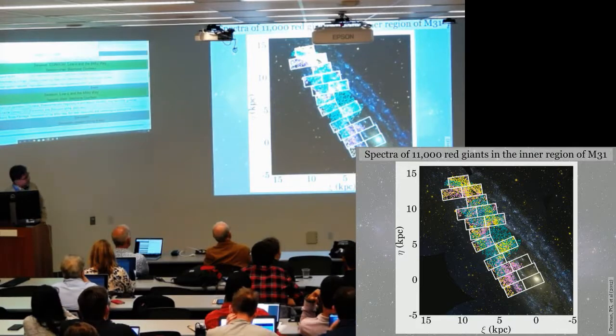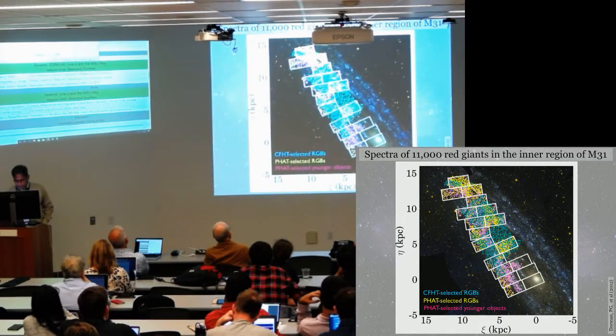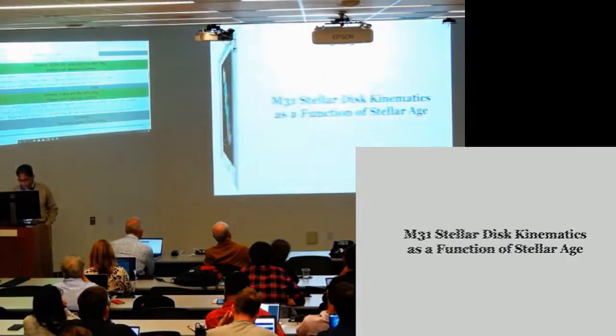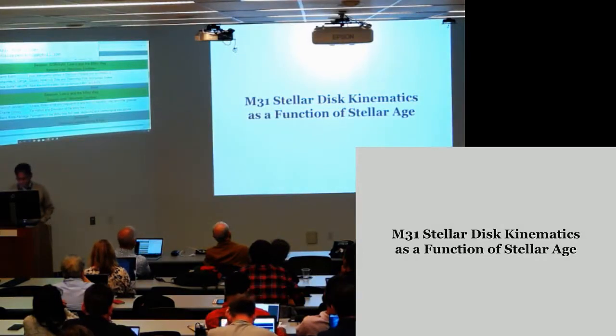It's not full coverage of M31's disk. It's coverage of about a third of the bright disk. Okay, and so we selected some stars using CFHT photometry, but most of the things were selected using FAT. Taking a brief look at M31 stellar disk kinematics as a function of stellar age, we looked at 3 aspects of M31.